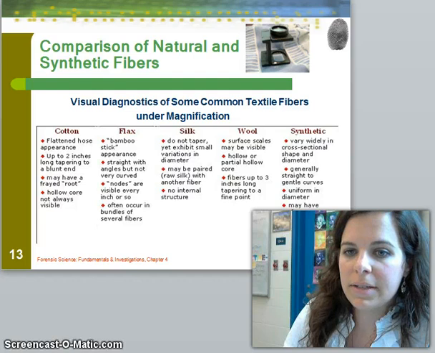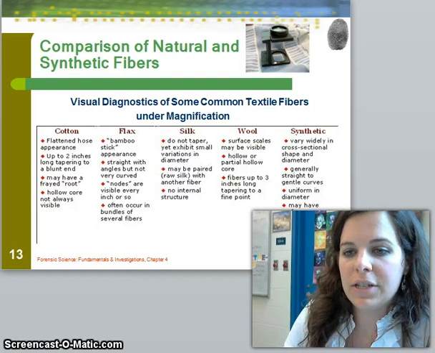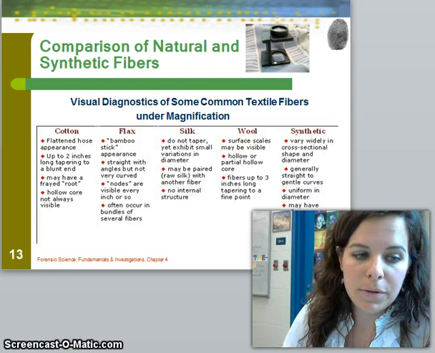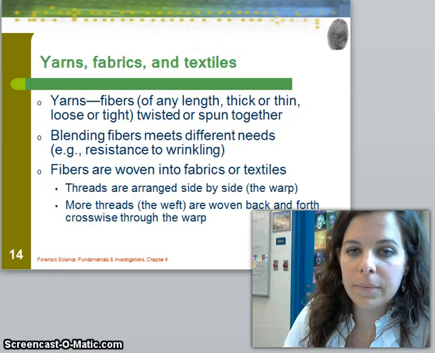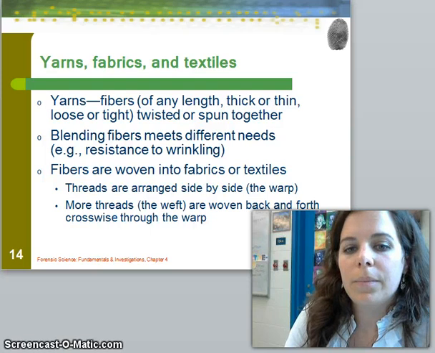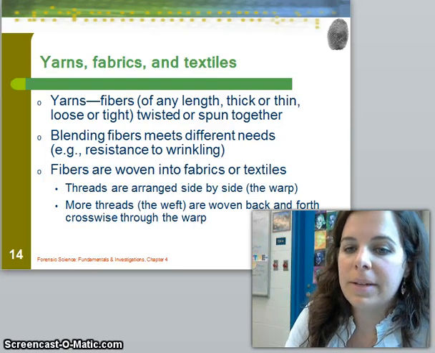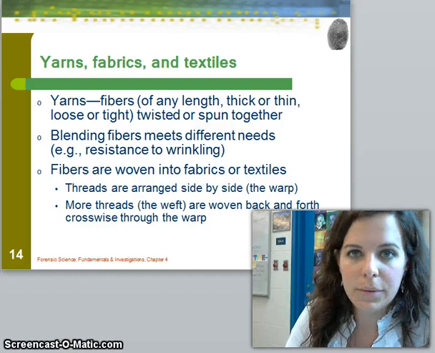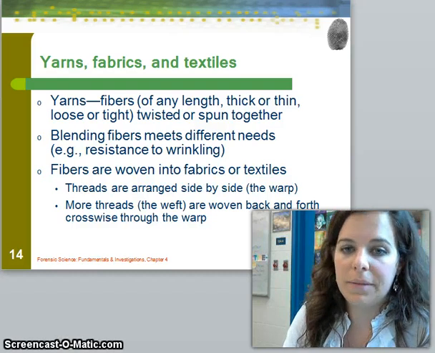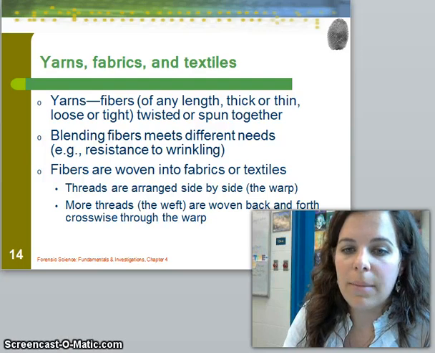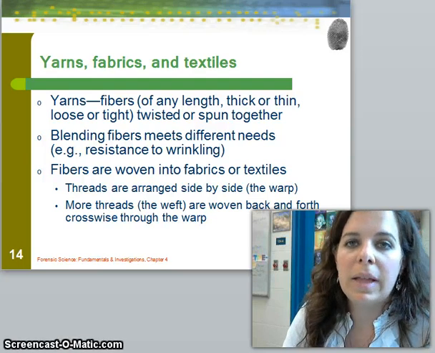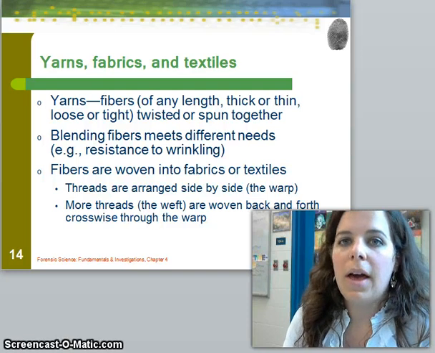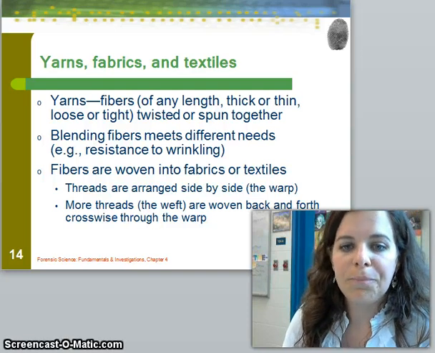And then here is, if you were looking at fibers under magnification, a really good chart to help you do that. So here's the difference between yarns, fabrics, and textiles. Yarns are fibers of any length, thick, thin, loose, tight, that are twisted together. If you blend fibers, it meets different needs. So you might blend a rayon with a cotton to resist wrinkling or something of that nature.